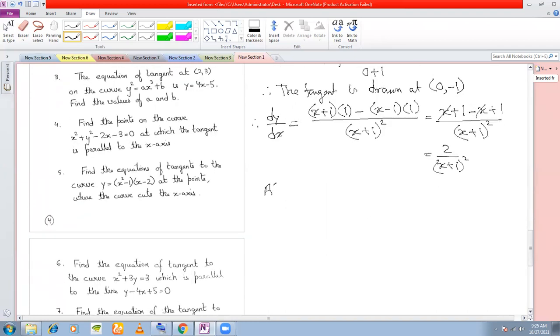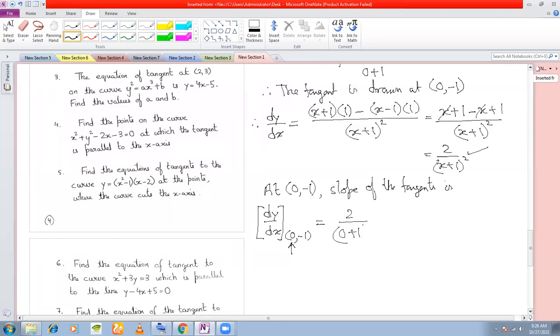Now at (0, minus 1), the slope of the tangent is dy/dx at the point (0, minus 1). Now you see dy/dx we have found as this. What is the x coordinate here? The x coordinate here is 0. So you put it here: 2 by (0 plus 1) whole squared. So you get this as 2.